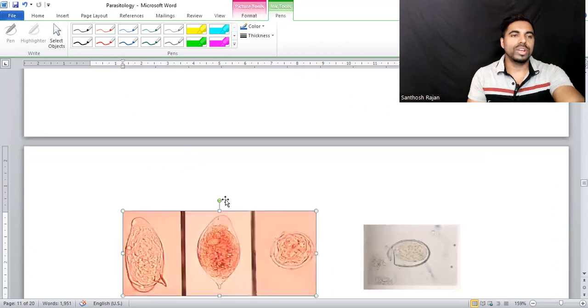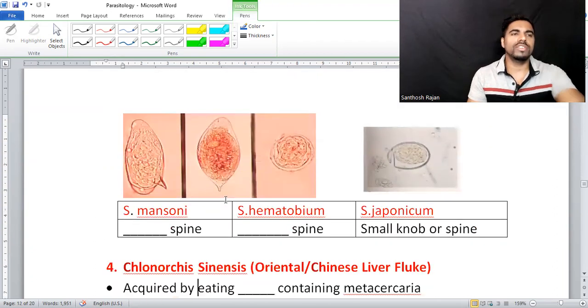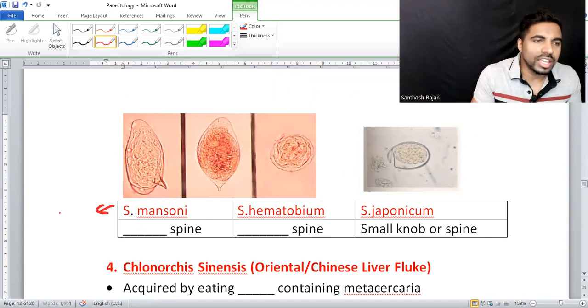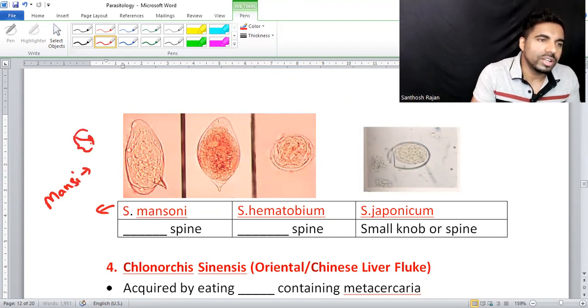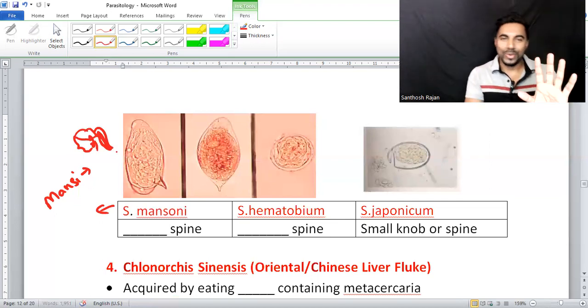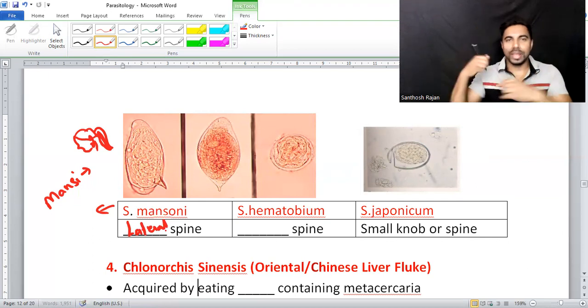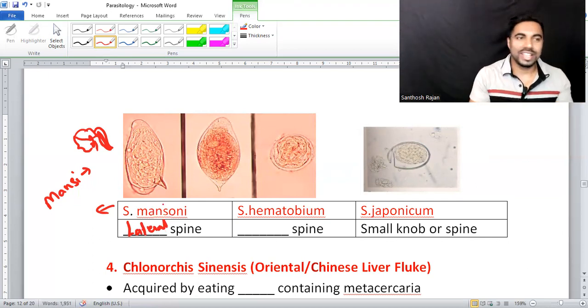So see this picture. Very, very simple. You don't have to confuse too much. So see here, mansoni. Mansoni, think of Mansi, this pretty girl, Mansi. What does she have? She has a ponytail on her side. Remember, I want to say that there's a lateral spine. Mansoni has a lateral spine, like this. Mansi has a lateral spine.